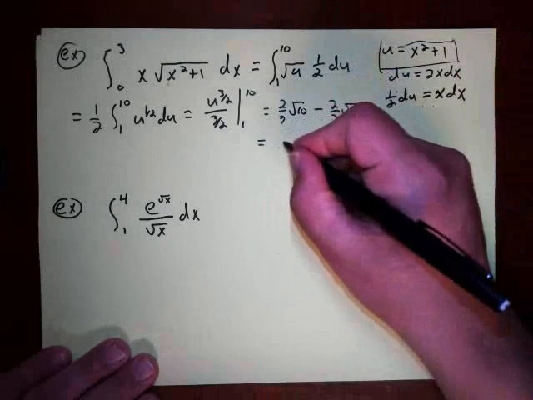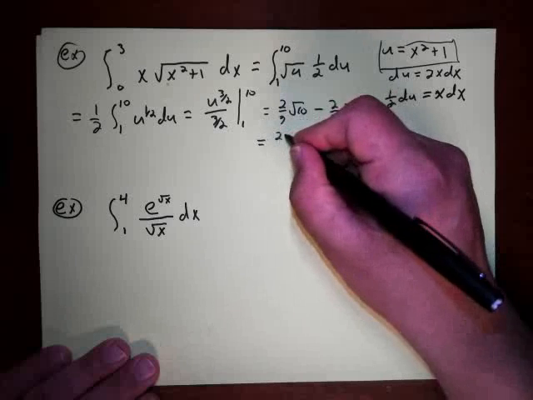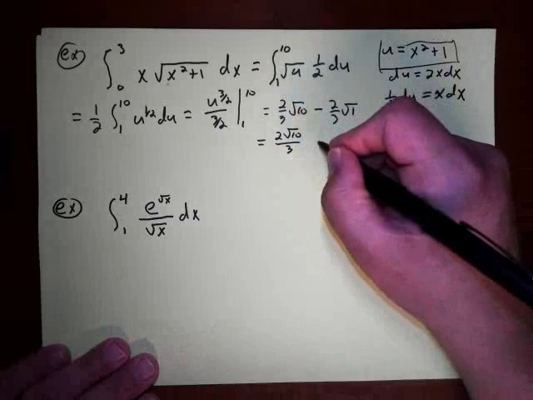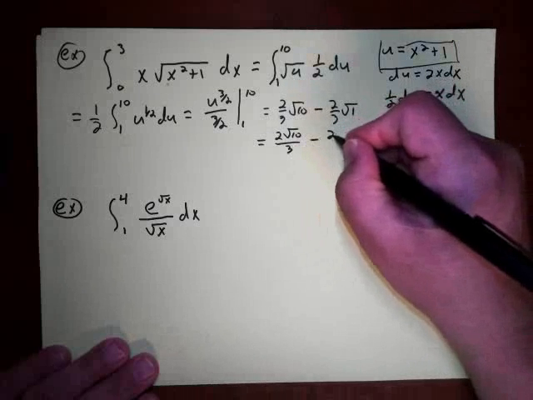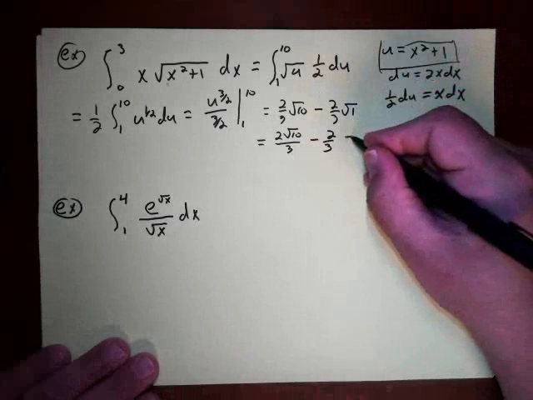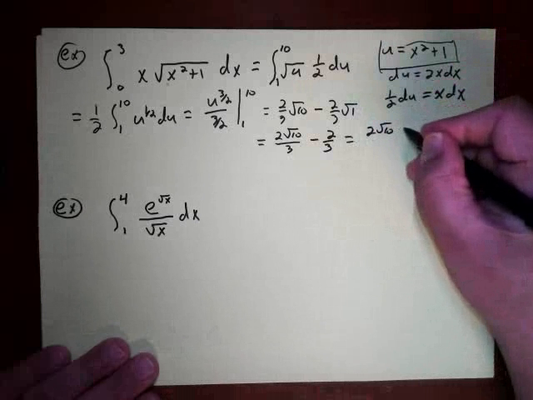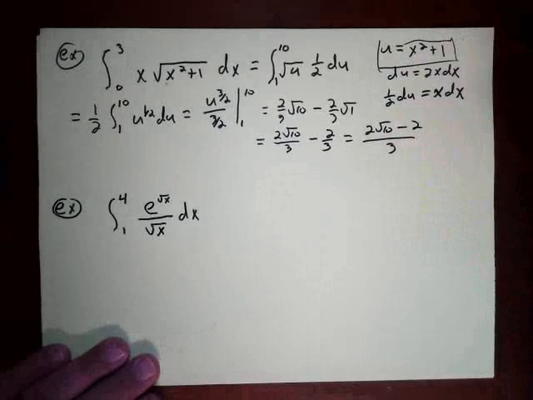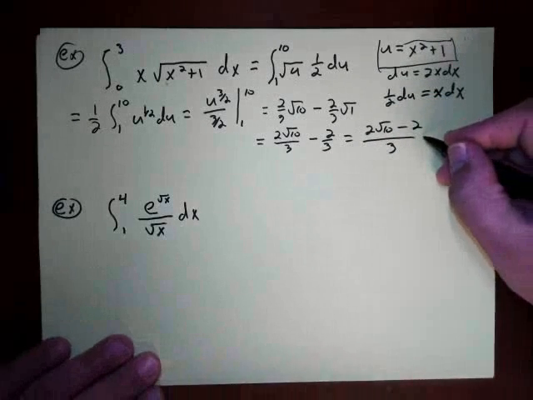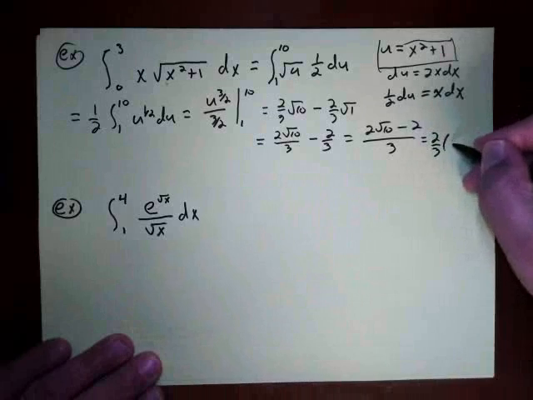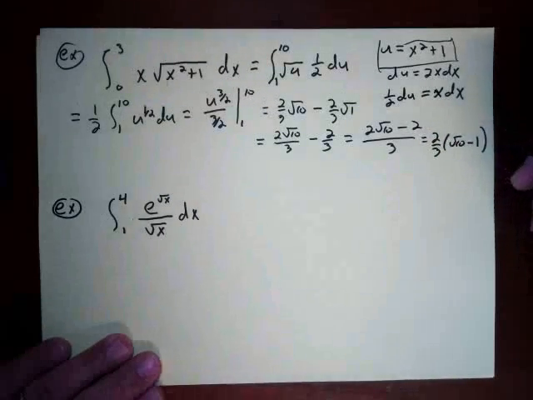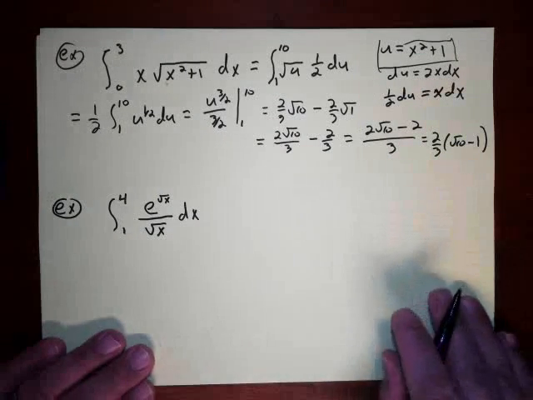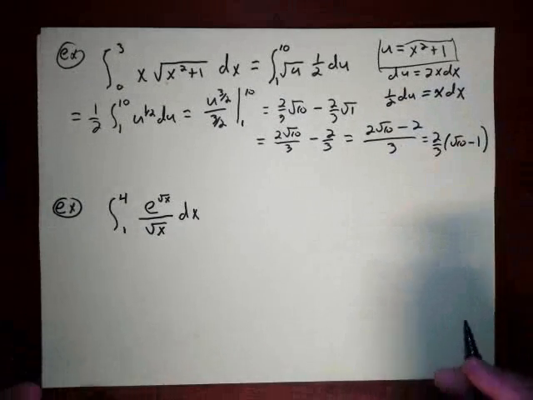And so the exact value would be, I could write it 2 square root of 10 over 3 minus 2/3. Or I could even write it 2 square root of 10 minus 2 over 3. Or I could write 2/3 square root of 10 minus 1. However you write it, okay? That's going to be the exact value, and you could get a decimal approximation by putting it in your calculator.